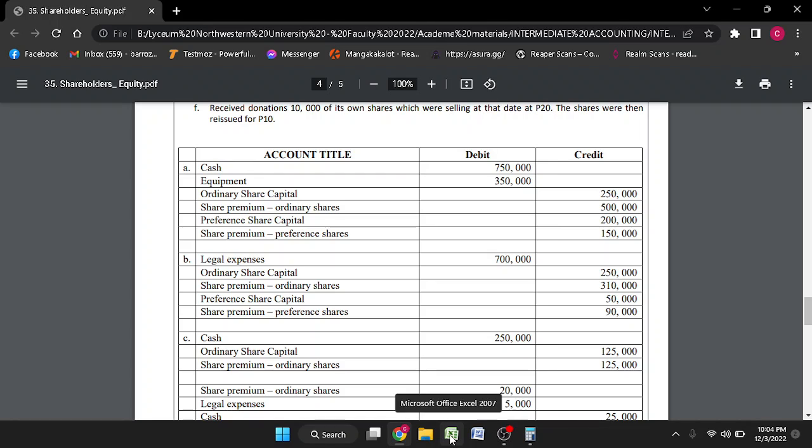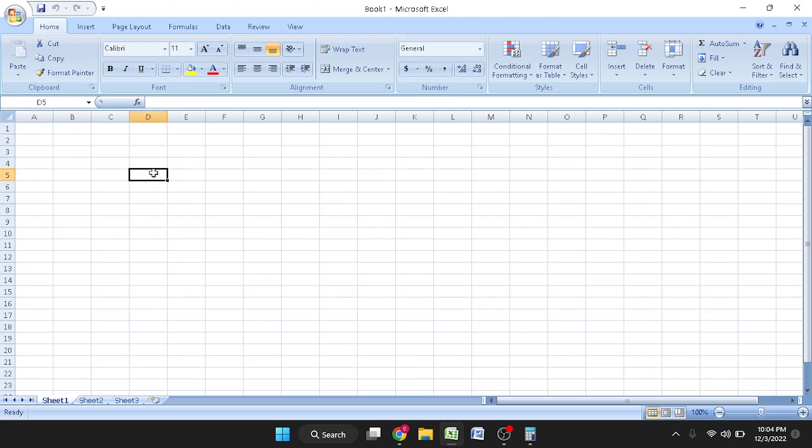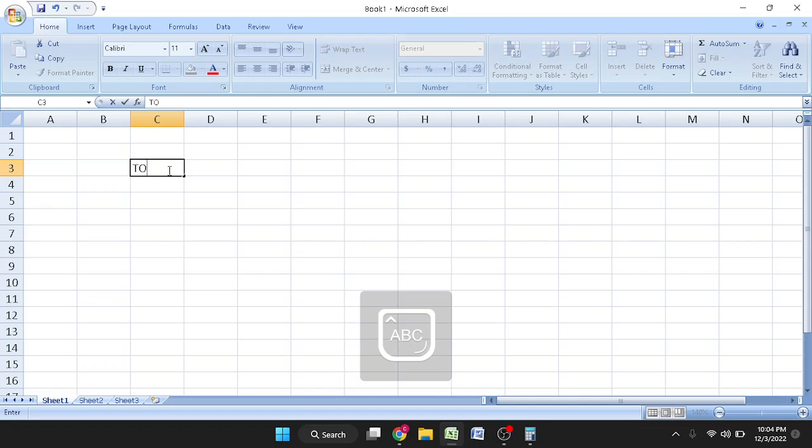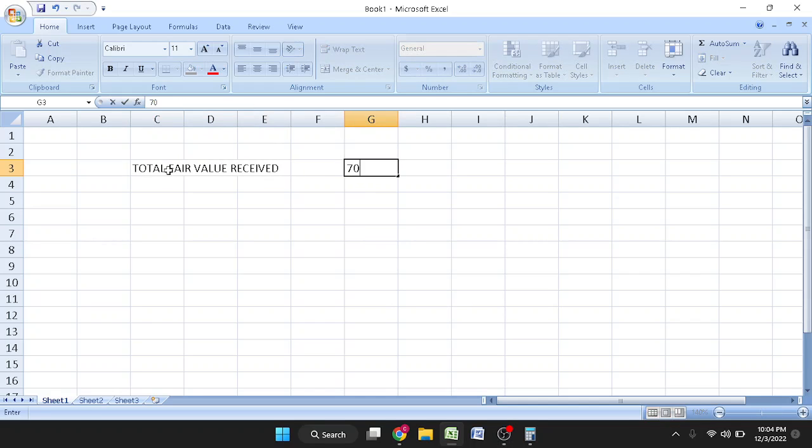Question: how could we allocate the excess of 400,000? We should use a scientific method in allocating that 400,000. Total fair value received, 700,000.